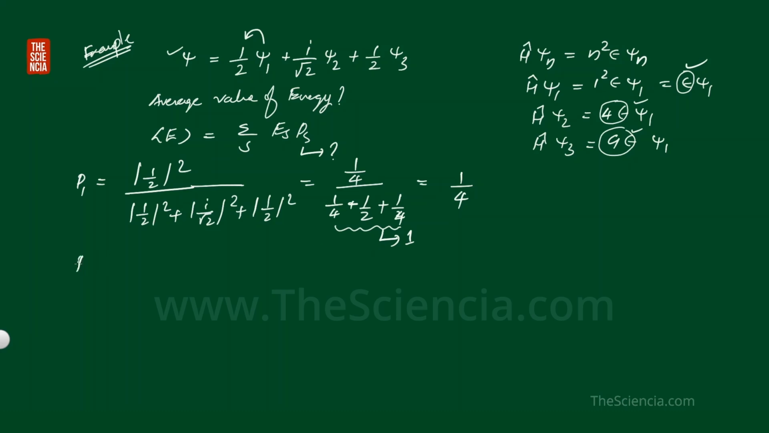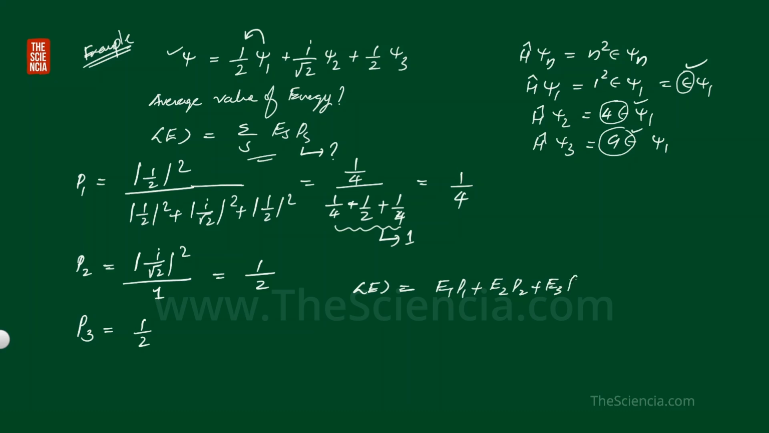Now we have to find out P2. That is, P2 is equal to mod i by root 2 square divided by the denominator. The denominator value we know, that is equal to 1. Okay, so this is equal to 1 by 2. And P3. P3 is equal to 1 by 2 mod square, that is 1 by 2. Now we have to find out the average value of E, that is summation over s of E_s P_s, that is E1 P1 plus E2 P2 plus E3 P3.